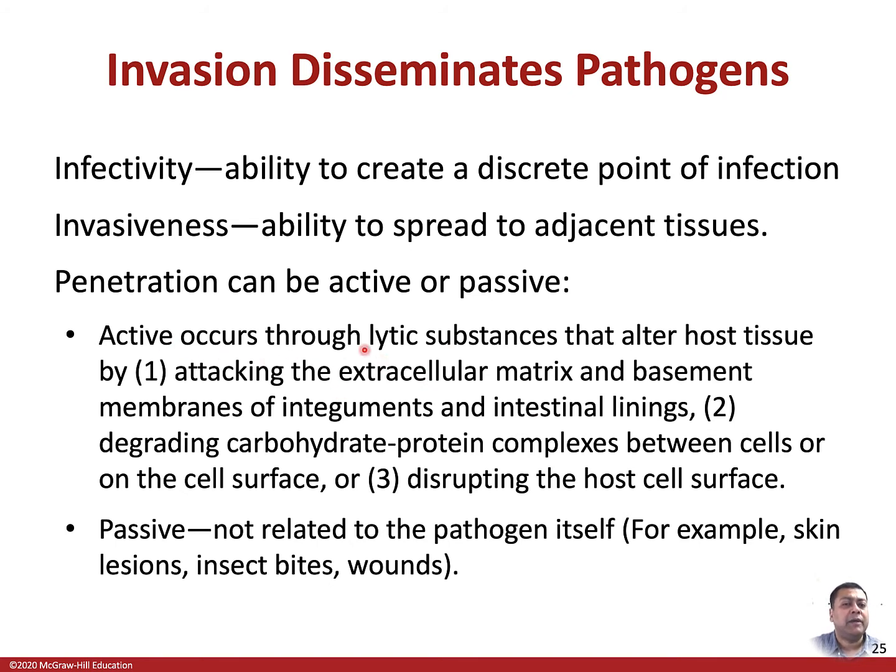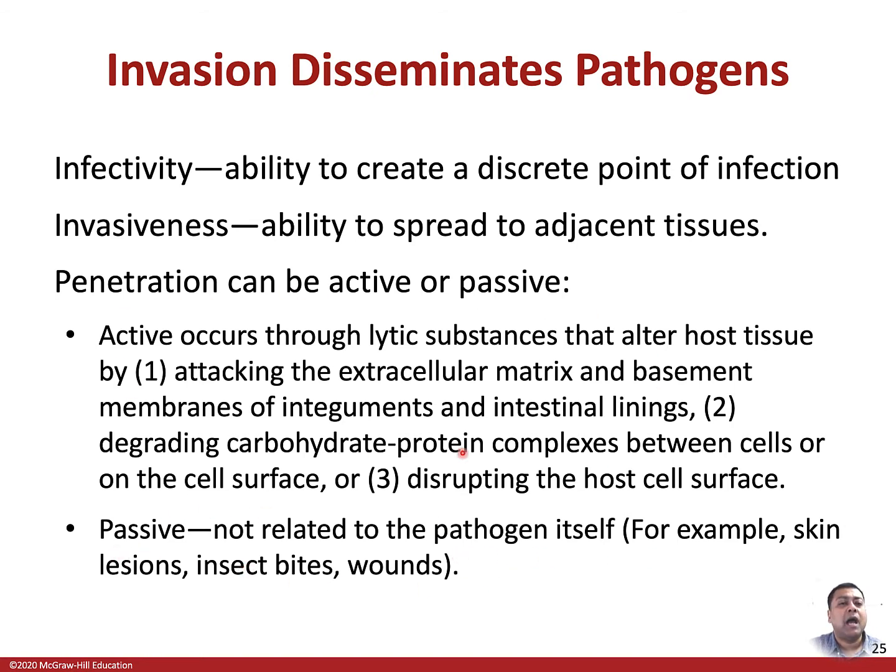The active penetration can occur due to lytic substances that alter host tissues by attacking the extracellular matrix and basement membrane of integuments and intestinal lining, degrading carbohydrate-protein complexes, and disrupting the host cell surface. On the other hand, the passive is not related to the pathogen itself. For example, skin lesions, insect bites, or wounds can disseminate. And this is also another passive way that can distribute the pathogens for the tissue invasion.